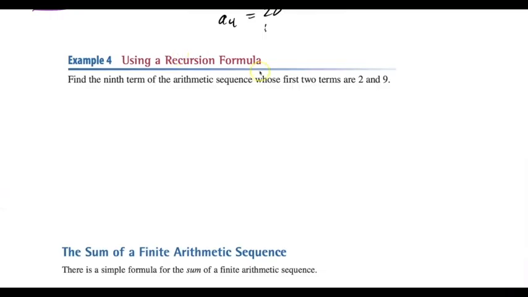Find the ninth term of an arithmetic sequence whose first two terms are 2 and 9. We're going to use the recursive formula here.